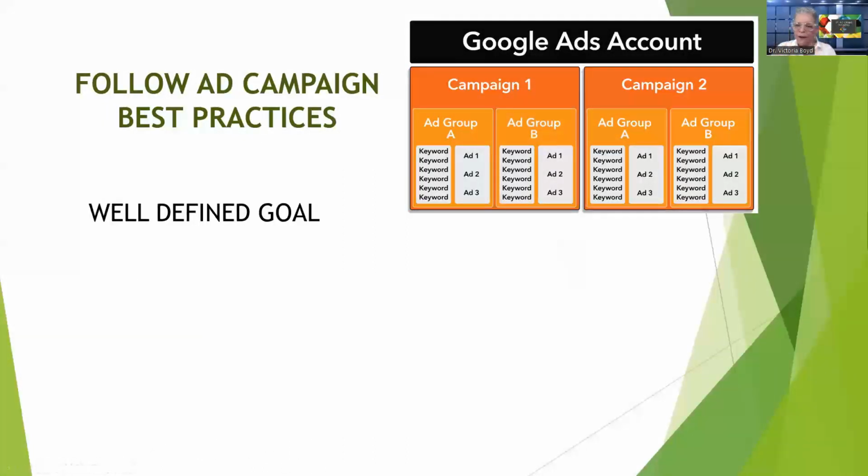Now, here's a few tips on following ad campaign best practices. Have a well-defined goal. What are you trying to accomplish as an organization? Please don't always make it fundraising. Building community, engaging, getting volunteers, expanding or disseminating more resources. Those are all well-defined goals.